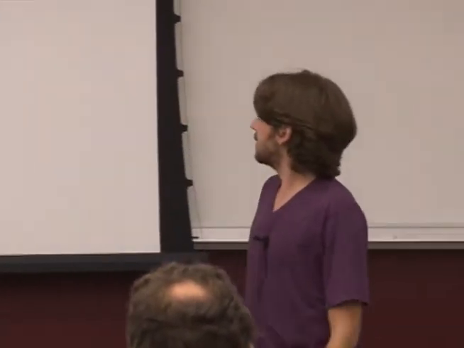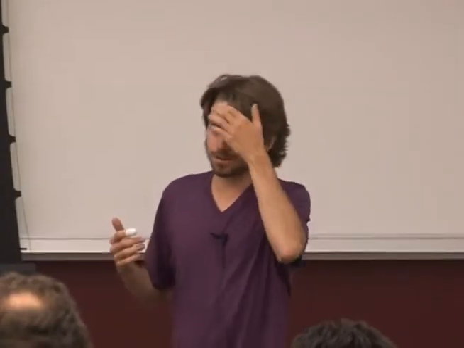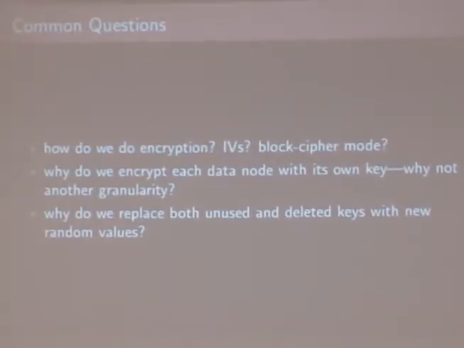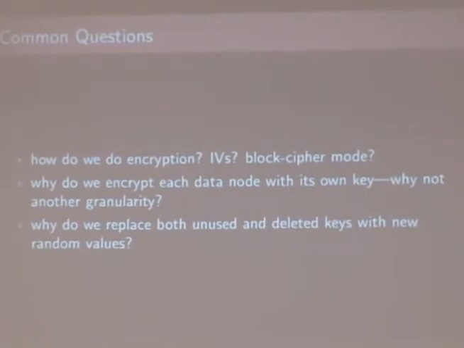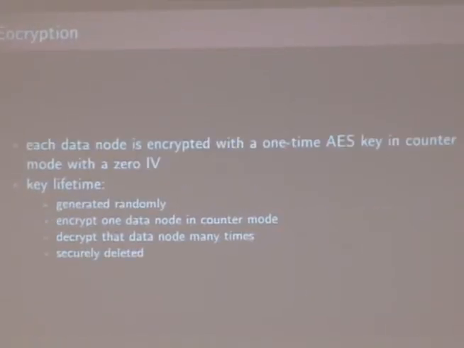So some common questions to this point is, well, how do we do encryptions? What's our IV strategy? What block cipher mode do we use? Why do we encrypt each data node with its own key? Why this granularity instead of another? Why don't we have fewer keys but larger data nodes? And finally, why do we replace both unused and deleted keys with fresh new random data? So I'll answer these questions.